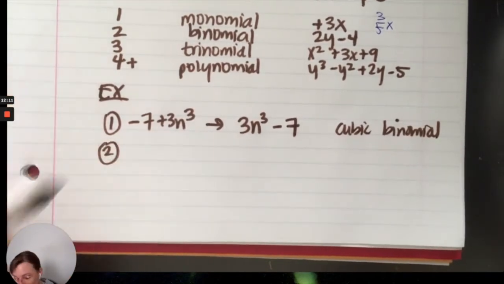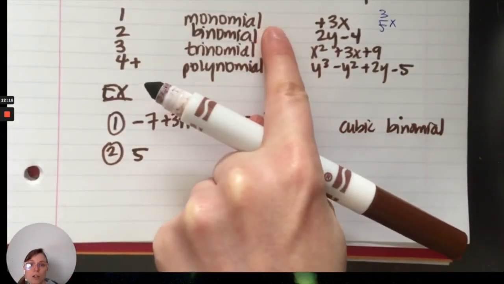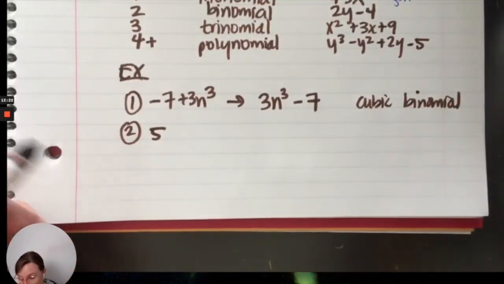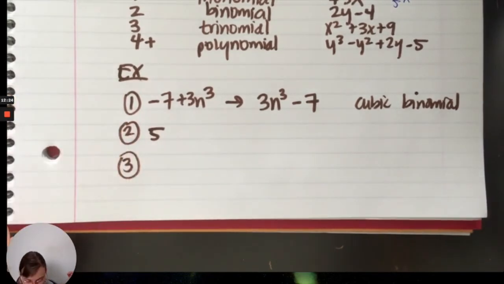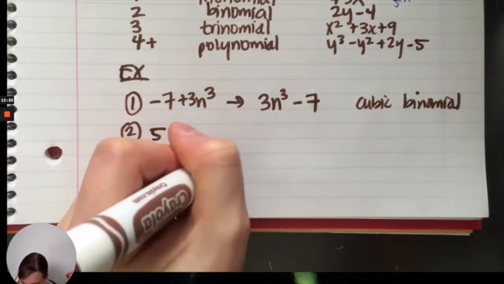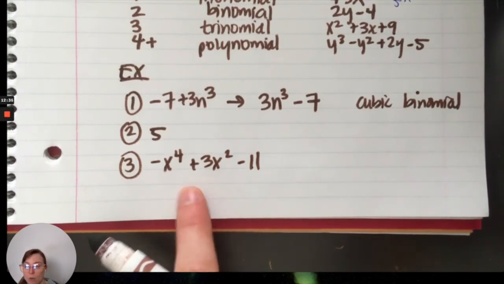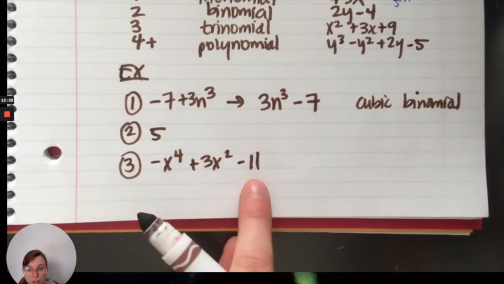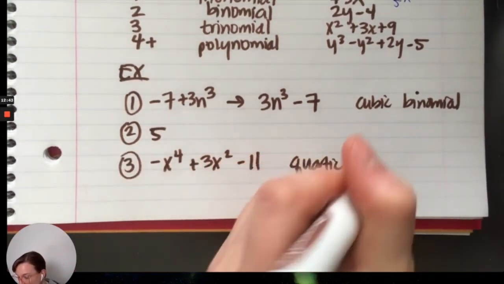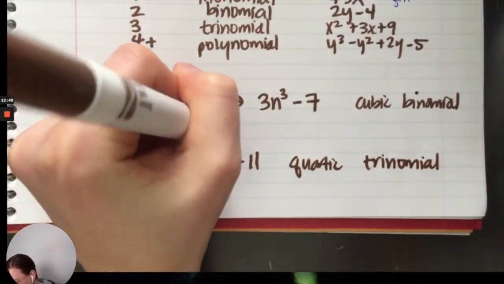We're going to combine all of that into this one lesson. 5 is actually going to be the same as up here. It's going to be a constant monomial. If you want to write that down, you can. We'll just draw an arrow up to that example. 3 would be -x to the 4th plus 3x squared minus 11. So even if I'm missing a cubic term and it's not going 4, 3, 2, 1, 0, it's just going 4, 2, 0, that's totally fine. This would still be considered a quartic trinomial, and I'll put constant monomial up here as well.